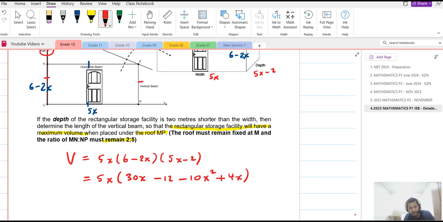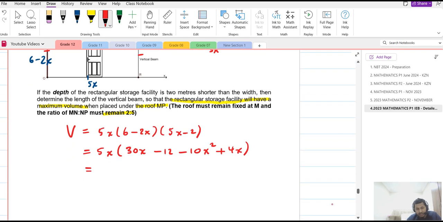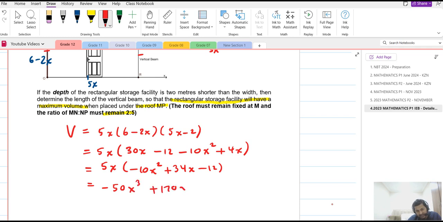Right, so I hope you understood that. So 5x into 6 minus 2x into, let's just double check, that's 30x minus 12 minus 10x squared plus 4x. Now we got 34x inside here. So 5x, I'm going to write this in standard form: minus 10x squared plus 34x minus 12. Now I'm going to distribute the 5 inside, so I'm getting minus 50x cubed plus 170x squared minus 60x.